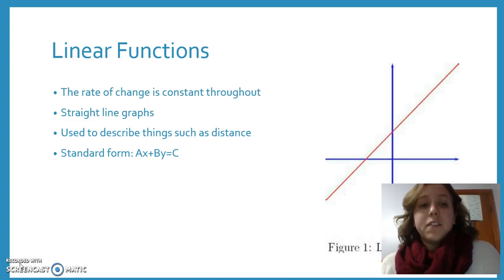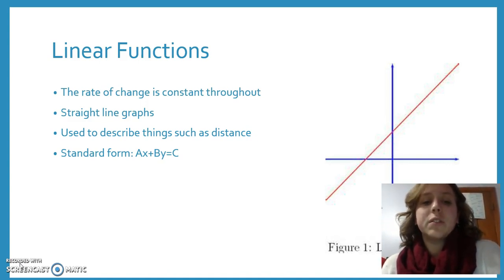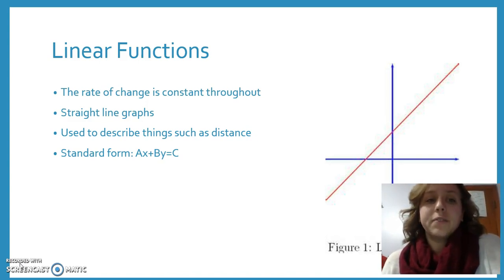So for instance, with linear functions, the rate of change is constant throughout because of the slope. They are usually straight line graphs, and they're used to describe things such as distance. The standard form is ax plus by equals c. And here is also a picture of what a typical linear function looks like in a graph.